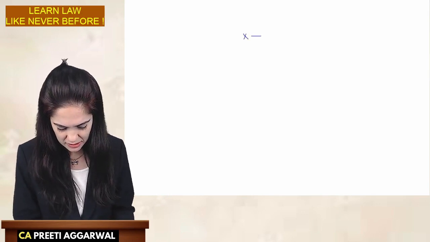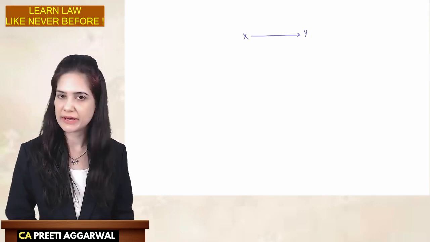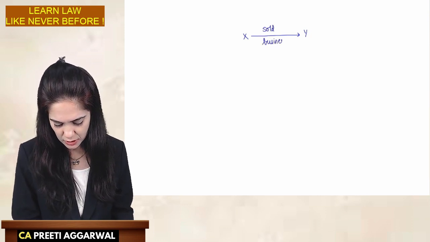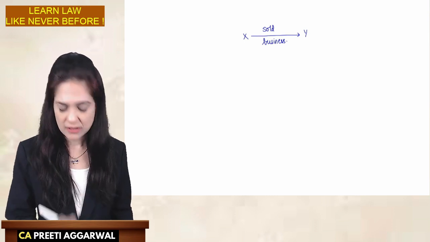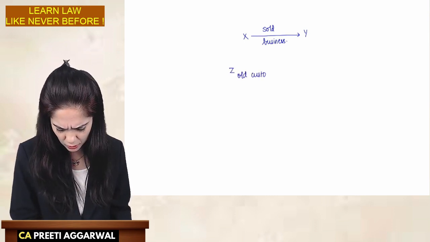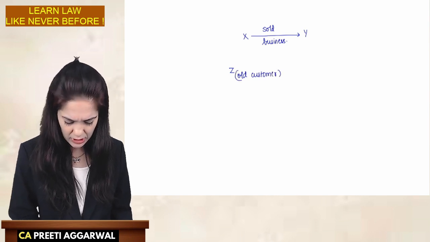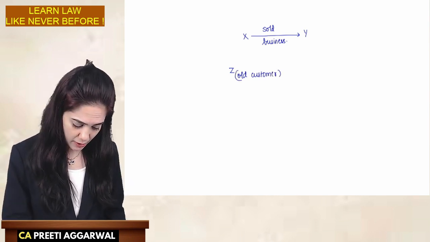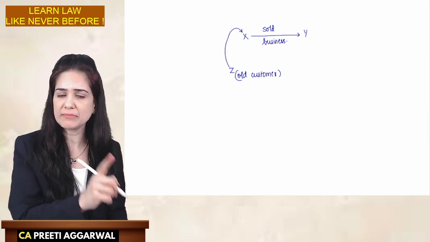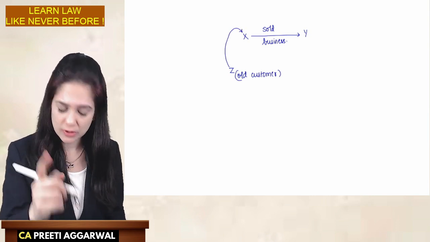Mr. X sold his business to Y. But this fact was not known by an old customer Z. He did not know that X has sold his business to Y. Now Z placed an order with X by name. By name means he mentioned, X, I want to buy from you.